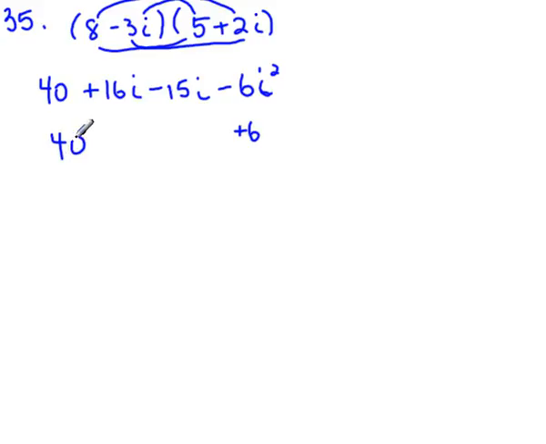So I have 40 plus 16i minus 15i is i, plus 6. So now combine my like terms. 40 plus 6 is 46 plus i. And there you go.